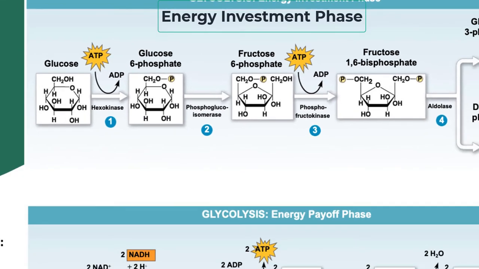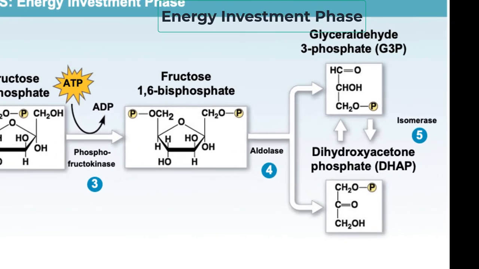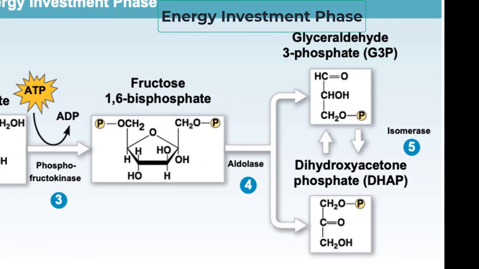Glycolysis starts with glucose, a 6-carbon sugar. Ultimately, at the end of the energy investment phase, glucose is split into two 3-carbon molecules, DHAP and glyceraldehyde 3-phosphate. Keep your eye on glyceraldehyde 3-phosphate, G3P. We'll see it again later, including in photosynthesis.